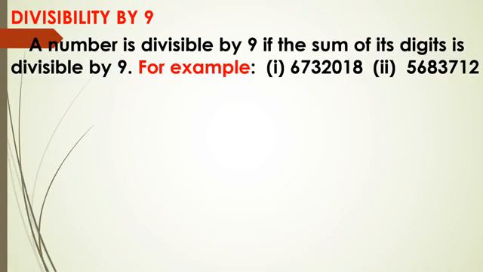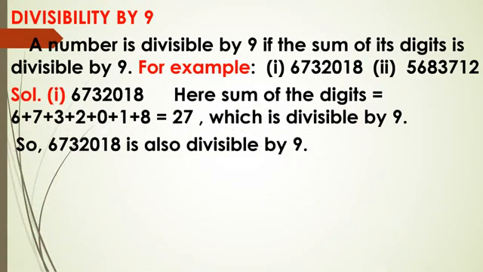For example, 67,32,018. Find out the sum of all its digits. You get 27, which is divisible by 9. So, 67,32,018 is also divisible by 9.